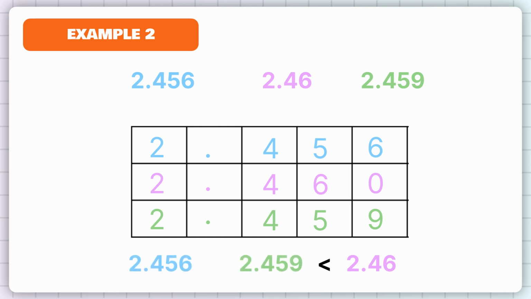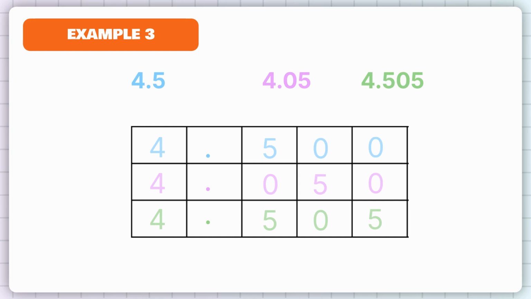We now focus on the thousandths place. For 2.456, the thousandths digit is 6. For 2.459, the thousandths digit is 9. So 2.459 is larger than 2.456. Thus we can conclude 2.456 is less than 2.459, which is less than 2.46.